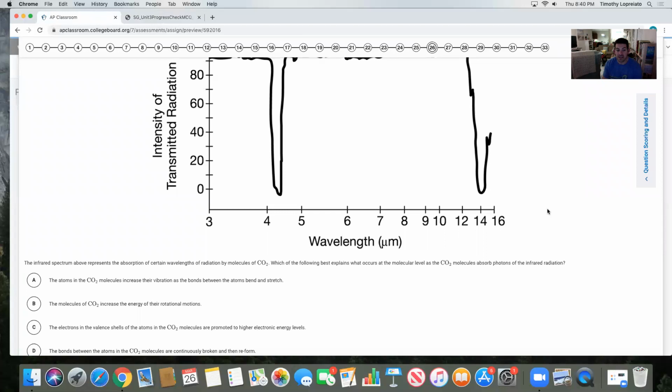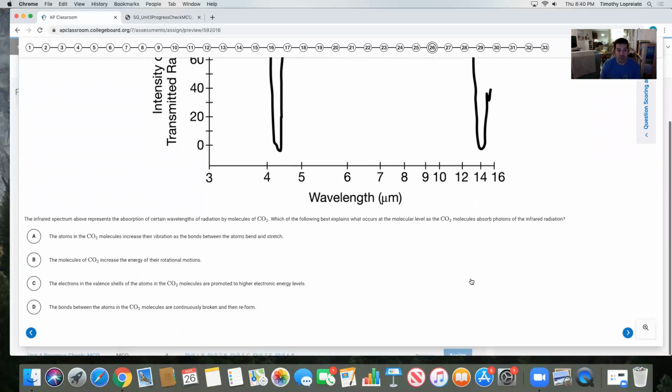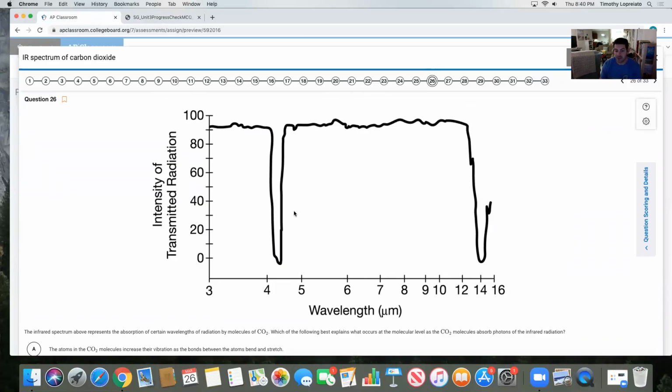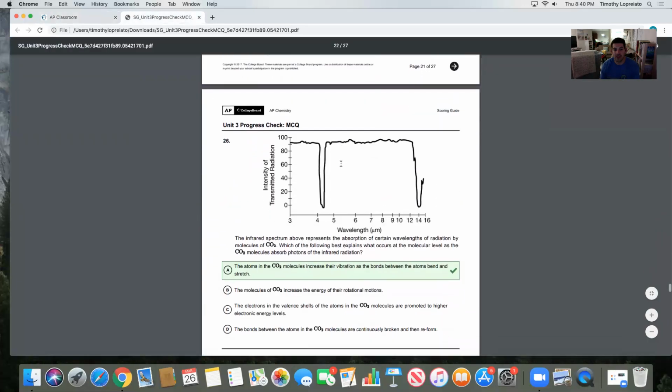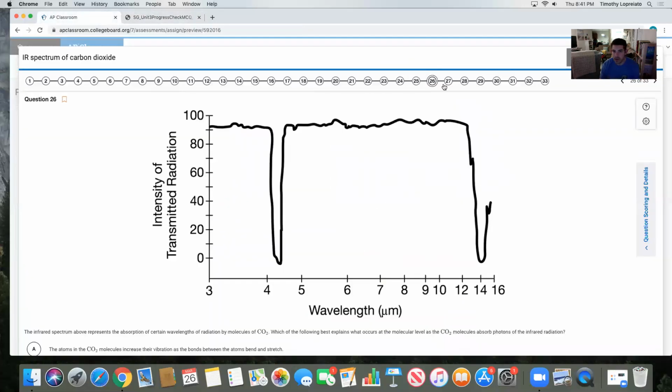The electrons in the valence shells of the atoms in the CO2 molecules are promoted to higher electronic energy levels. That's UV visible light. All right, but we're dealing with infrared. The bonds between the atoms in the CO2 molecules are continuously broken and then reformed. I'm going with choice A for this one. You will see these IR graphs. And again, if you take organic chemistry, I don't know why they're trying to force it right now. All right, but it's the IR, it's the vibration. So for question 26, it should be choice A. And it is choice A. Wahoo! Let's move it along.